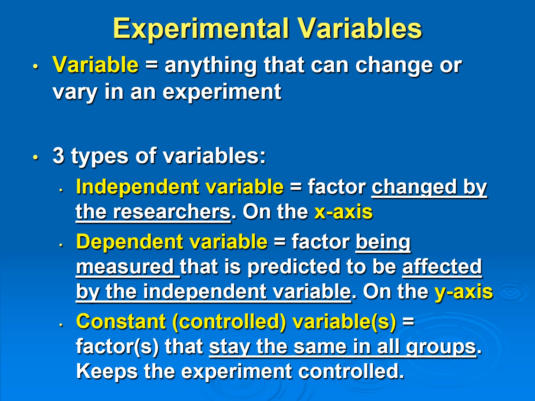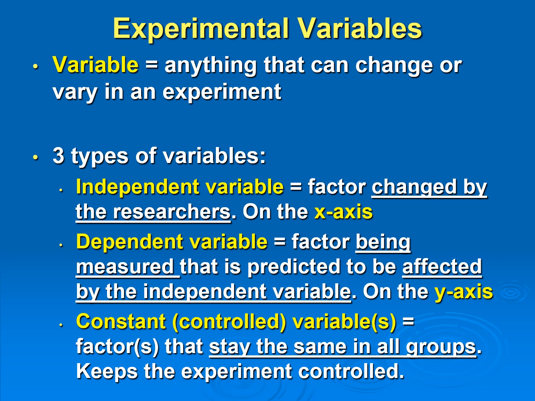And when you're graphing things, the independent variable is going to be put on the x-axis. And then the dependent variable is the factor that we're going to be measuring that's predicted to be affected by the independent variable. It's called the dependent variable because it depends on the independent variable. So it's going to be affected by that independent variable. And on the graph, it's going to be on the y-axis.